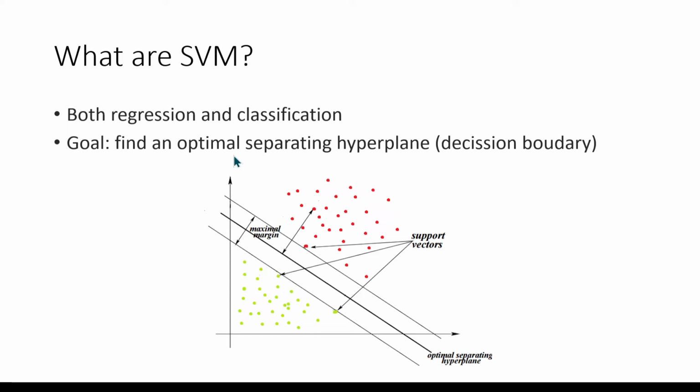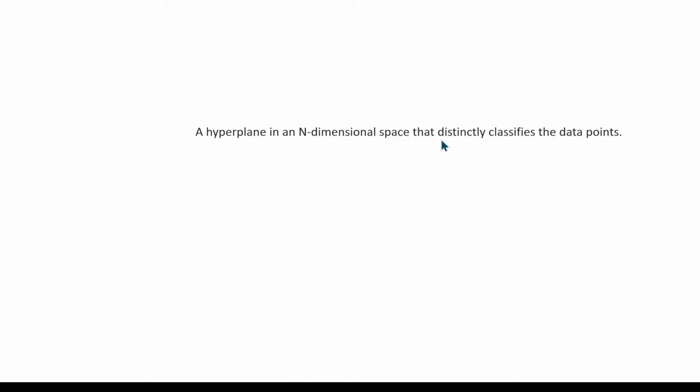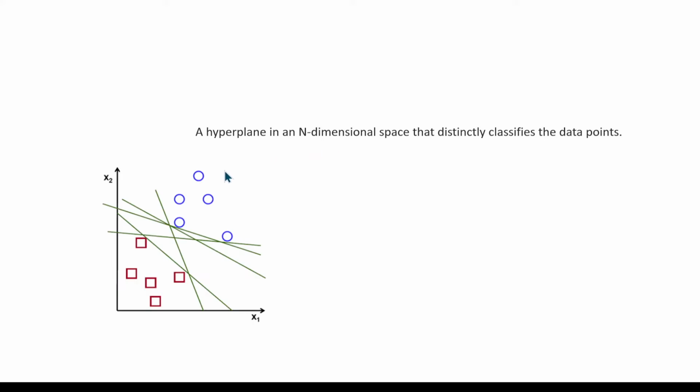A hyperplane is an n-dimensional space that distinctly classifies the data points. Let's say if you have a two-dimensional feature space, then you may have something like this. You have x1 and x2, and you have the red points on this side and the blue points on the other side, and then in between you have to try as many hyperplanes as you can. Finally, you calculate how far they are from the hyperplane, and the hyperplane that creates a wide margin, the maximum length, would be considered the optimal margin or decision boundary.